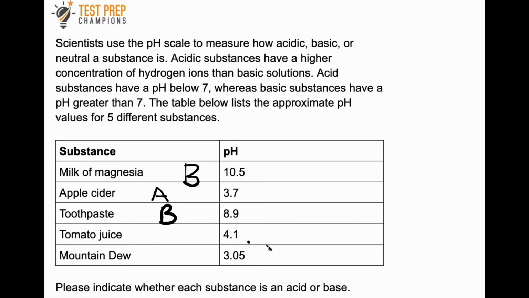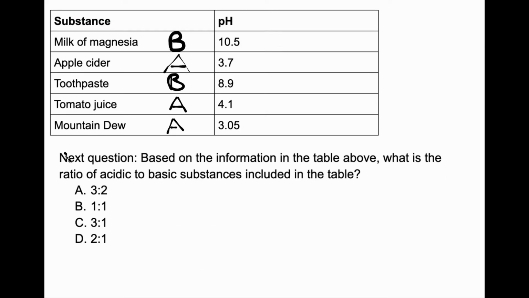So for tomato juice, the pH is 4.1. 4.1, that is less than 7, so this is an acid. So let me just put an A here. And Mountain Dew has a pH of 3.05, so this is also going to be an acid because the pH is less than 7. So right here where it says next question, just ignore that.